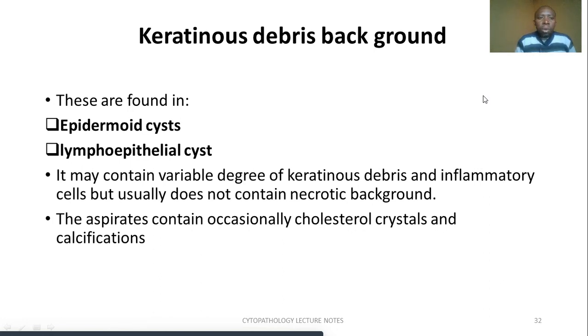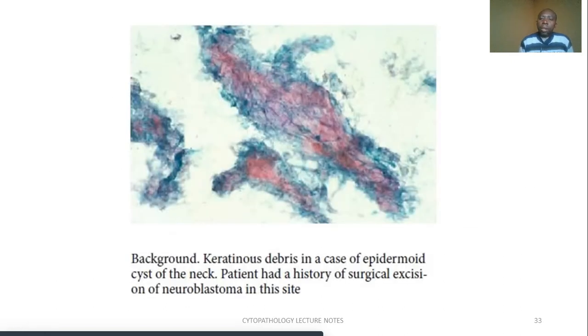So going further, looking at probably what is going to be our last background as we conclude this tutorial, we are going to look at the cartilaginous debris or the cartilaginous background, and these are found in epidermoid cysts, and they could also be found in lymphoepithelial cysts, and these may contain a variable degree of cartilaginous debris and inflammatory cells, but usually do not contain a necrotic background. So the aspirate occasionally contains cholesterol crystals and calcifications as we shall look at them.